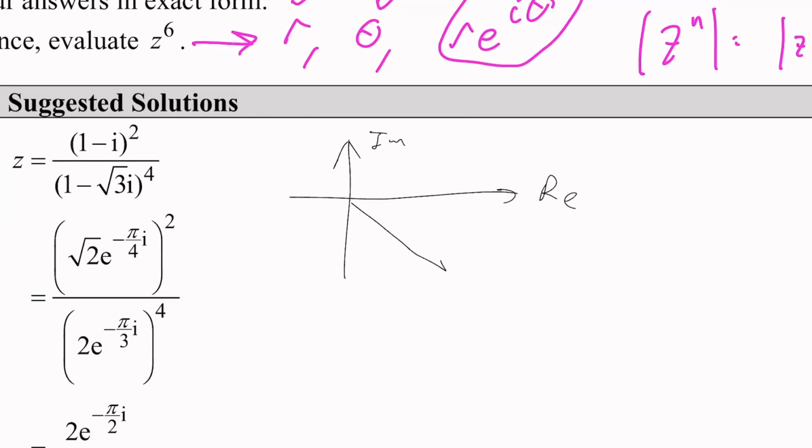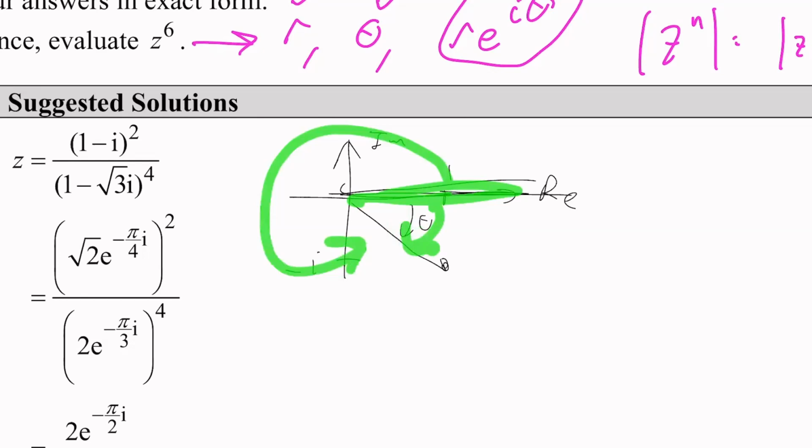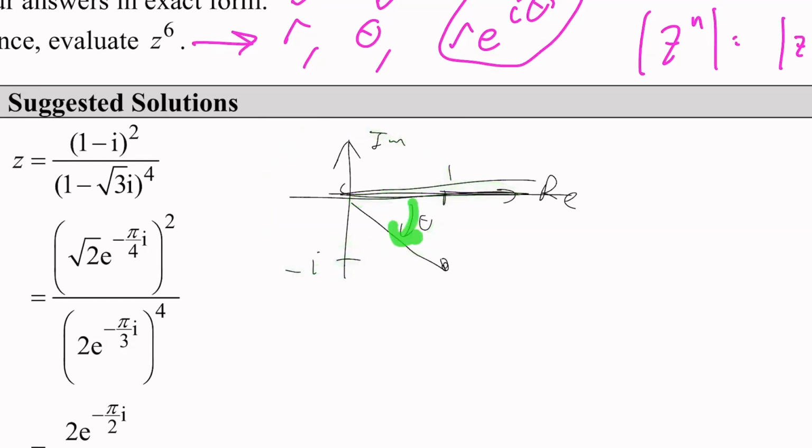Imaginary, real, somewhere here. That's 1, that's -5, that's the theta. Always start from the positive real axis and then turn either clockwise or anti-clockwise, whichever is smaller. Which is smaller? Starting from here, anti-clockwise or clockwise? Clockwise is smaller, so that's why this is our theta.